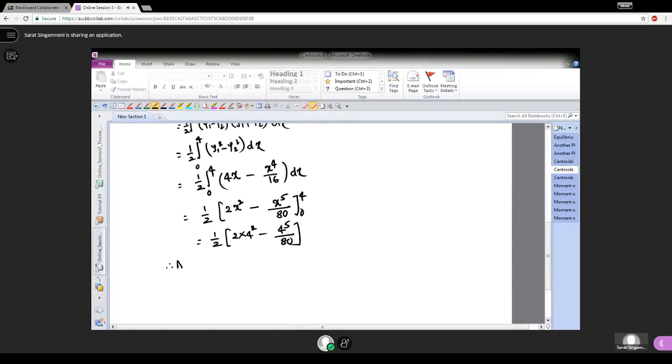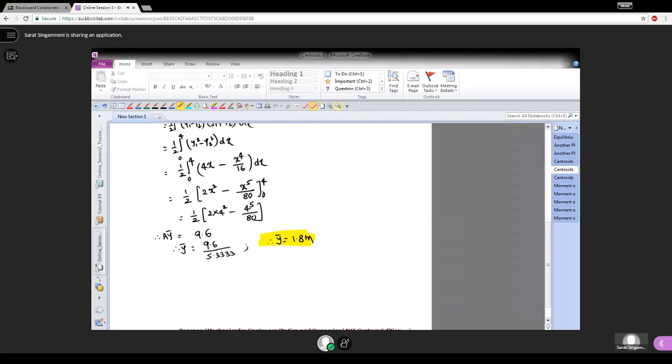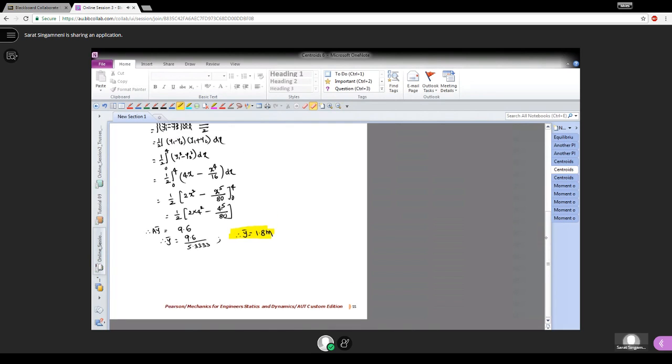So this is A times y bar equal to 9.6. Therefore, y bar is equal to 9.6 divided by A, which is 5.3333. Therefore, y bar is equal to 1.8 meters. So that is the solution. Let me put it in full view.